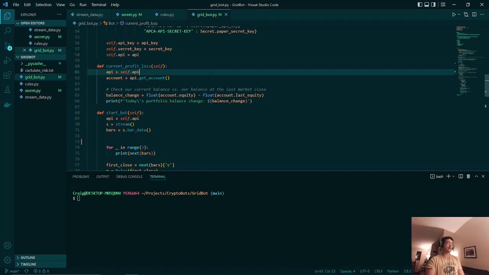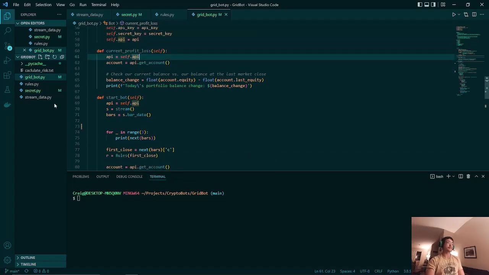Our next method will be the current profit or loss. What this will do is we'll basically show where our account balance is at, how much money we lost or made. This will be called at the end of our program when we calculate the take profit or the stop loss. For that, we have our main method, start bot.